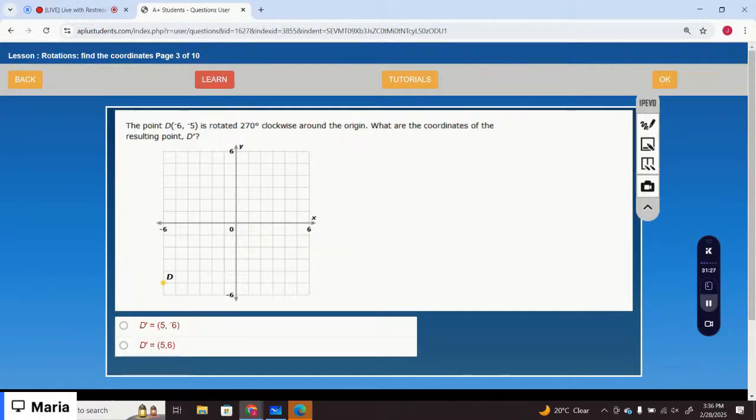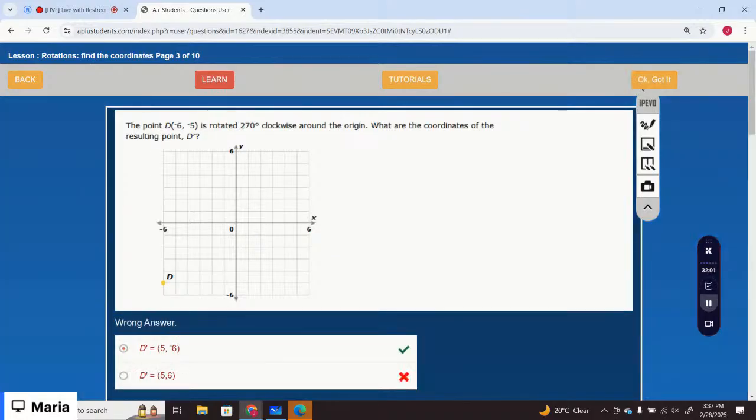The point D (-6, -5) is rotated 270 degrees clockwise around the origin. What are the coordinates of the resulting point D'? (-6, -5). With a 270 degree rotation, that would be moved to the second quadrant, right? So (5, -6)... option number 1 is the correct option. Option 1 is the correct option, sorry.